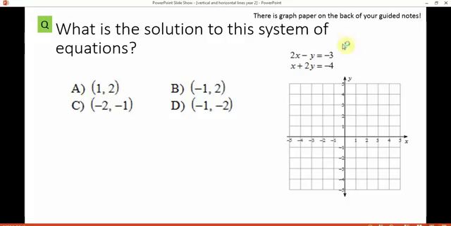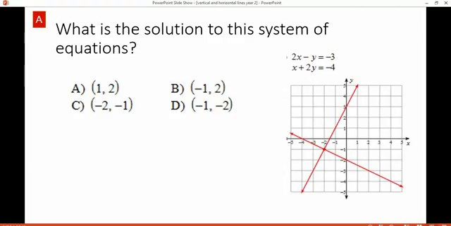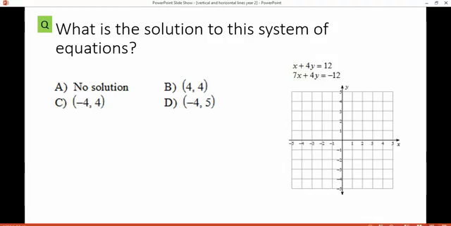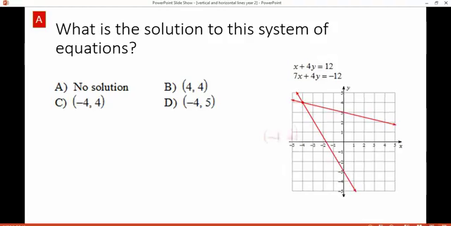Try this one on your own, and there's some graph paper on the back of your guided notes if you need it. What is the solution to this system of equations? The solution is negative 2, negative 1, C. What is the solution to this system of equations? Answer C.